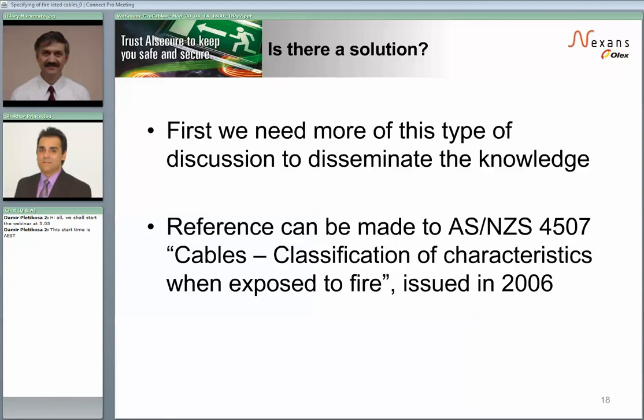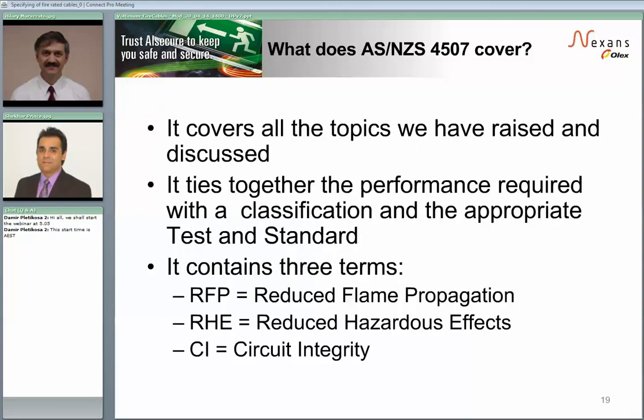It covers the topics we've raised and the short discussion we've had on them. The key thing is that it ties together the performance required with a classification and the appropriate test and standard that applies. It contains 3 new terms, new because we haven't introduced them yet. RFP, so they've changed the words a little bit, and that means reduced flame propagation. RHE is for reduced hazardous effects, so that one's for the acidity, smoke, and so on. And CI for circuit integrity.